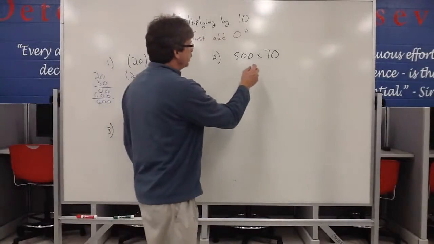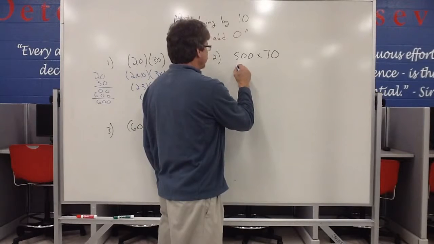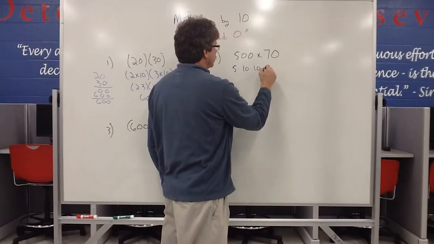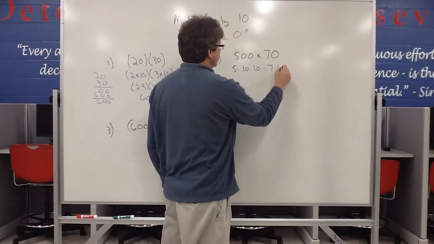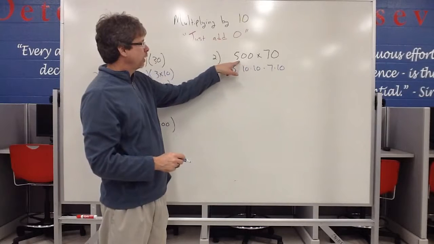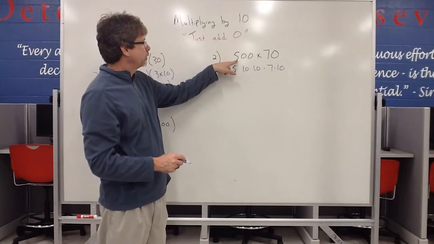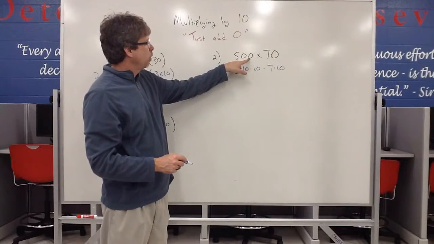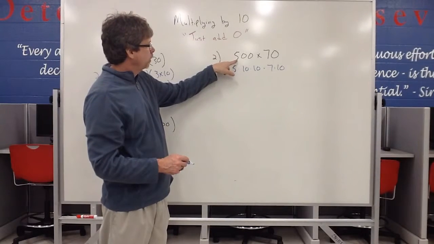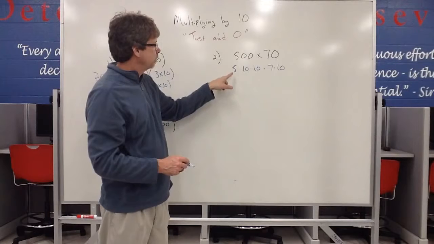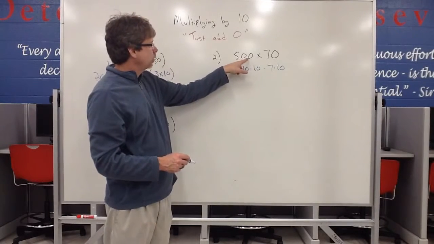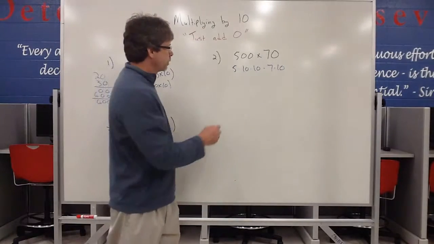So when it comes to 500 times 70, I can look at this as 5 times 10 times 10 times 7 times 10. Each one of these zeros represents a placeholder. That's why the 5 is in the hundreds place. But I also look at this as 5 times 10 times 10, and that would still represent 500. So each zero represents multiplying by 10.